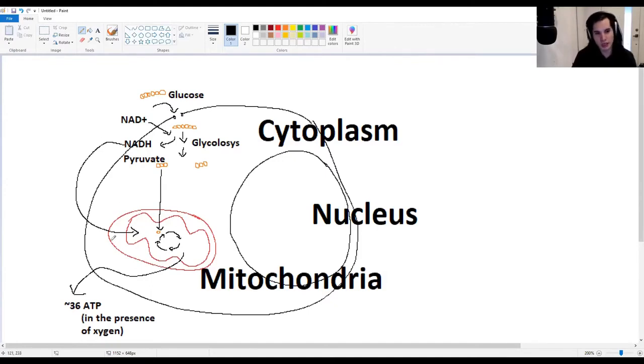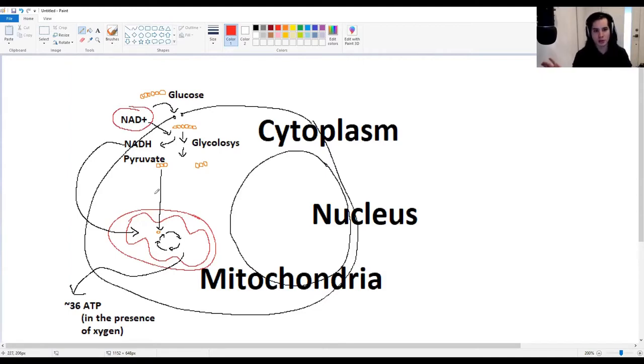And remember, NADH, that's what we're sending over to the electron transport chain in the mitochondria. So we're usually sending that NADH to the electron transport chain to drop it off in the mitochondria to create that 36 ATP in the presence of oxygen. But remember, we're using NAD+. NAD+ is being converted into NADH.